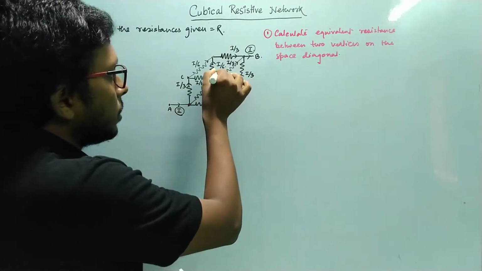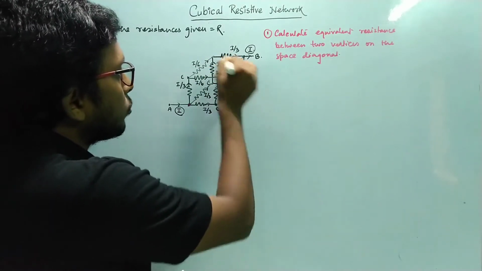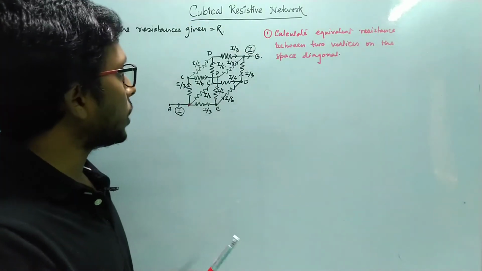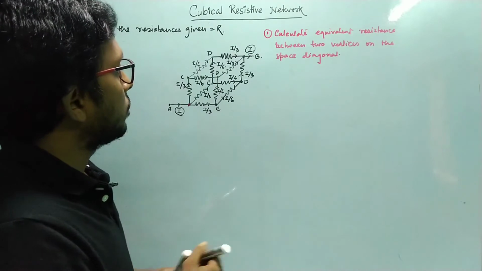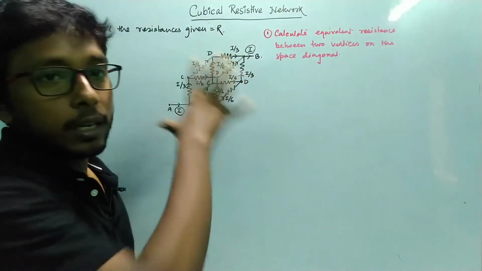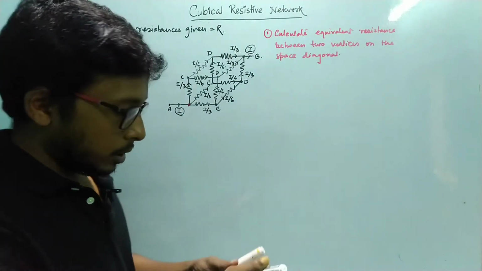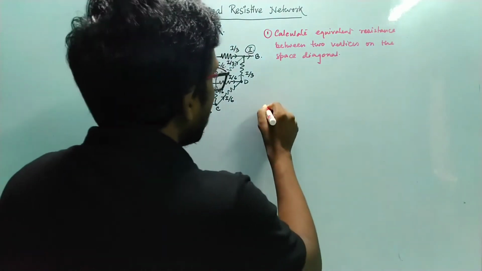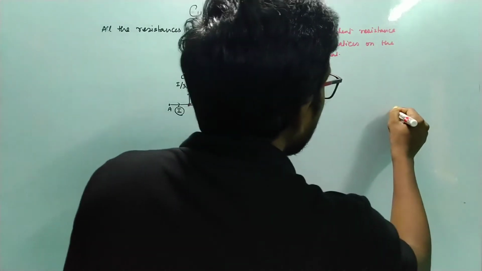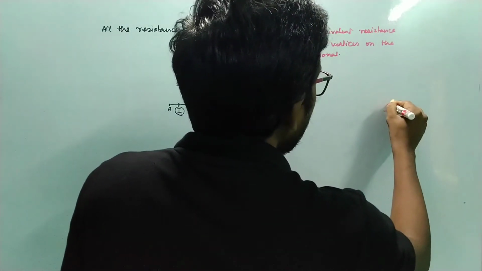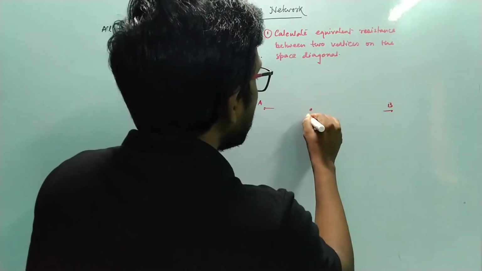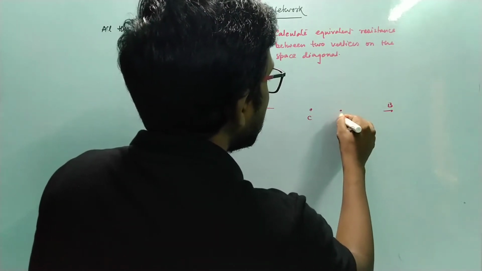This point was labeled by D, and I am also labeling these 2 points as D and D. Okay. Now you get only 4 points in this total cube. What are they? A in one terminal, B in another terminal, and in between there is C and there is D.